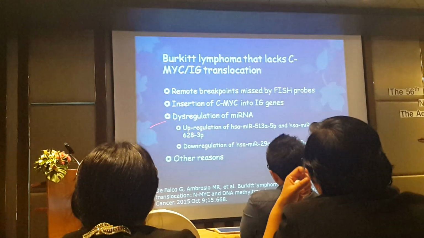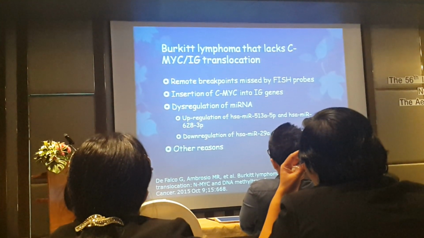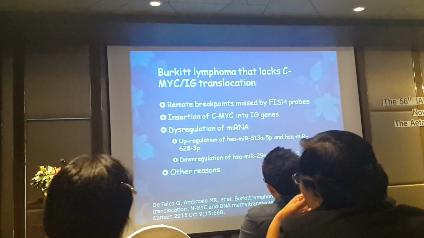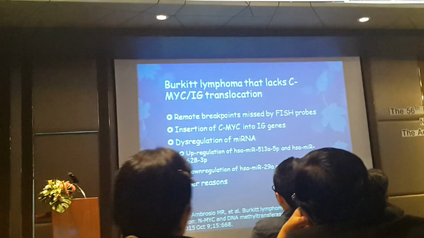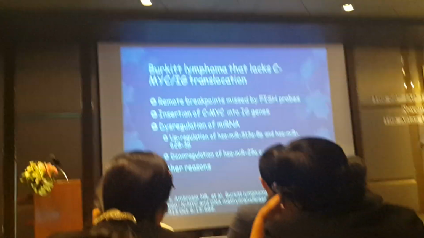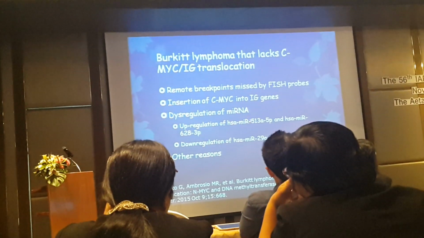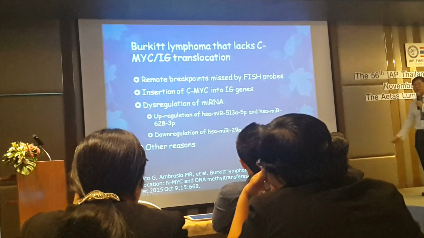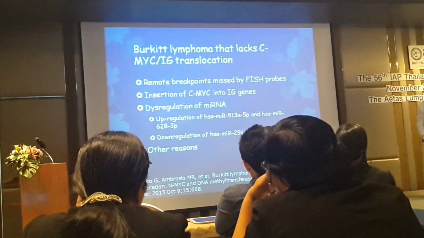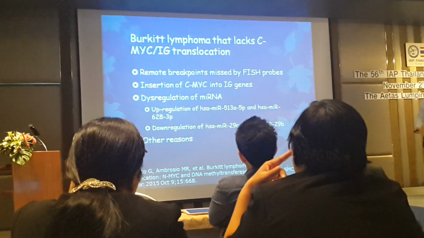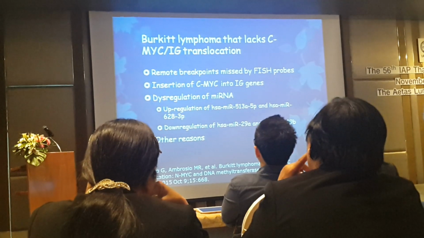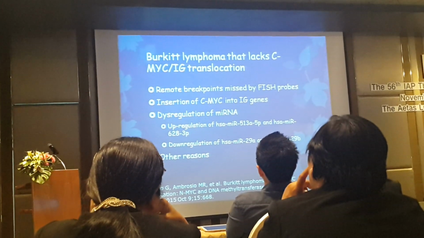So it's still a Burkitt lymphoma, but the immunoglobulin gene has broken apart, and c-MYC got inserted into the immunoglobulin gene. There is another possibility, and that is dysregulation of microRNAs, and there have been some publications about that. The idea is that instead of a translocation resulting in overexpression of c-MYC, which drives the disease, what you have is dysregulation of the microRNA, which results in overexpression of c-MYC. And in these cases, when you stain for c-MYC, c-MYC is still highly expressed even though there is no translocation. So that is another possibility.